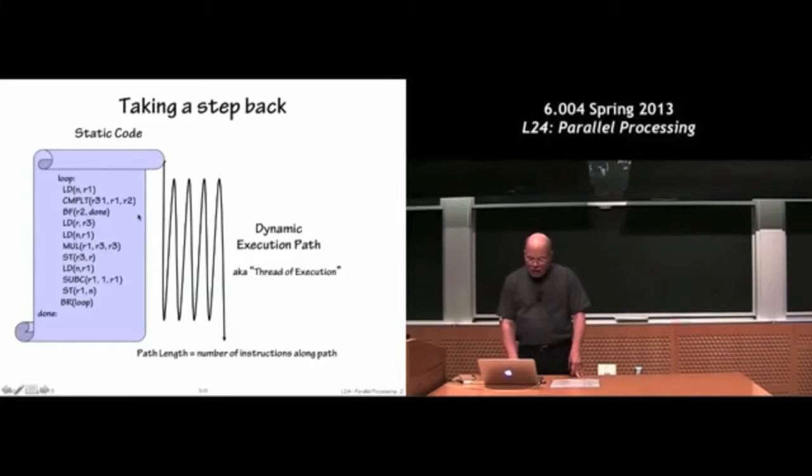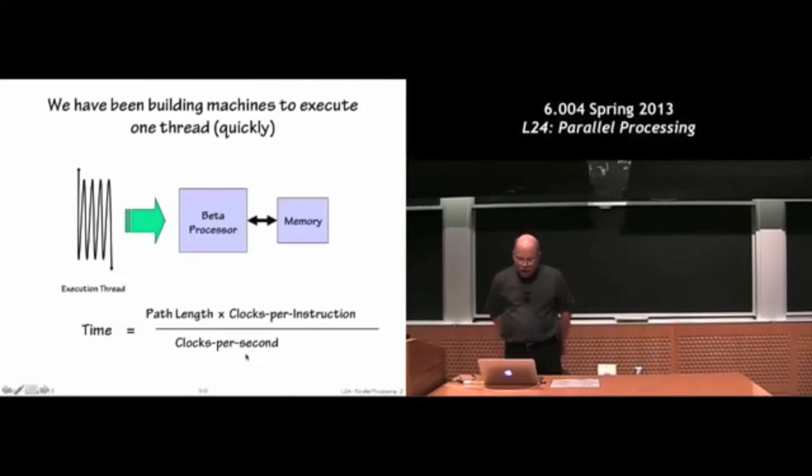So if I actually want to think about what it takes to execute this program, I'm interested in the total path length, the total number of instructions that get executed. Okay, and we've been working hard on trying to execute each instruction as quickly as possible. So we introduced pipelining to get the clock rate of the processor up. And so if you think of the total time it takes to run a program as the total number of instructions times the clocks per instruction, that's 1 for us.